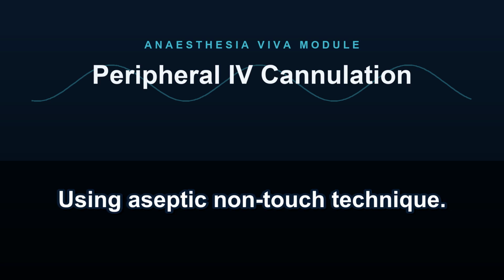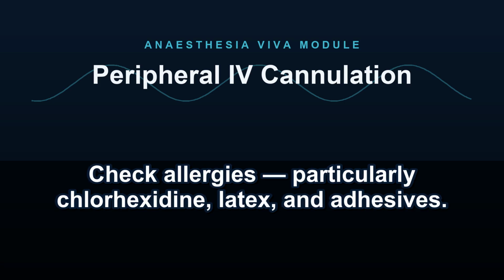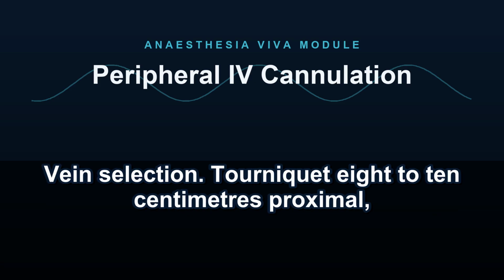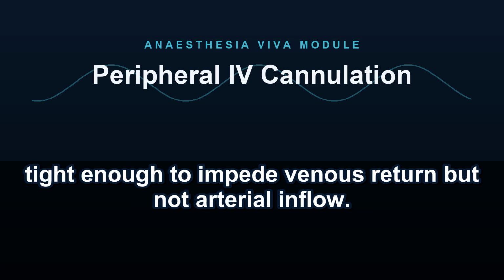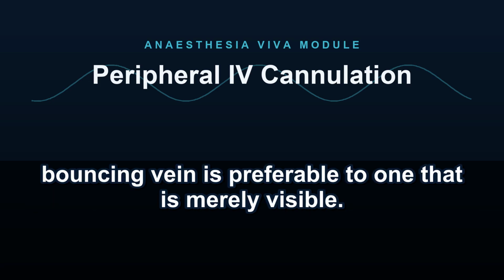Using aseptic non-touch technique. Preparation: confirm identity, explain consent, check allergies, particularly chlorhexidine, latex and adhesives. Assemble equipment on a clean tray. Vein selection. Tourniquet 8 to 10 cm proximal, tight enough to impede venous return but not arterial inflow. Allow the veins to engorge. A palpable bouncing vein is preferable to one that is merely visible.